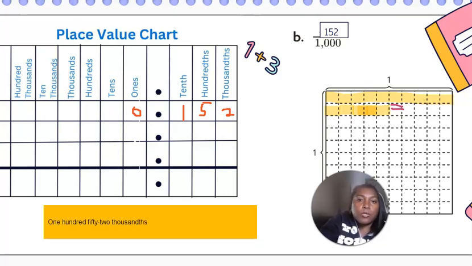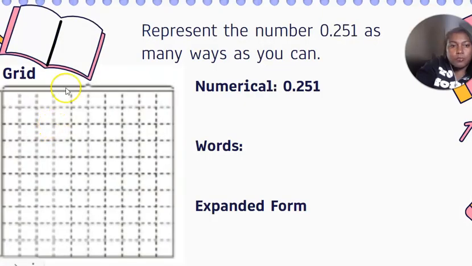So these are the different ways that you'll see this represented. We have our numerical, we have our word form, we have our fraction form. And here's our grid. Now, another thing that I want to tap into is, as you can see down here, I've added the expanded form. So we're getting ready to type that as well. But let's go ahead and make this picture on the grid.